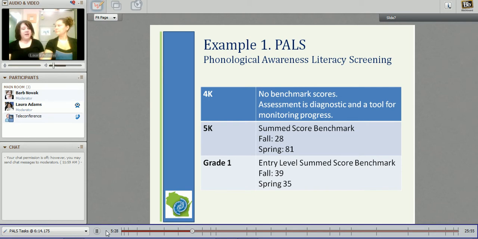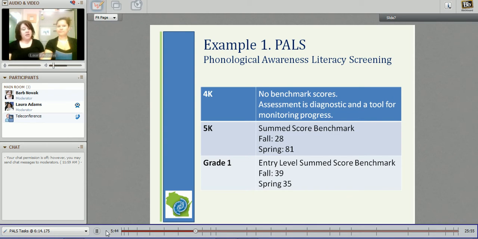As a result, PALS 4K isn't really something that you're using to identify students for intervention. You're using it to drive daily instruction, and you have room in your instructional framework or structure to provide that intervention as part of how your class does business.